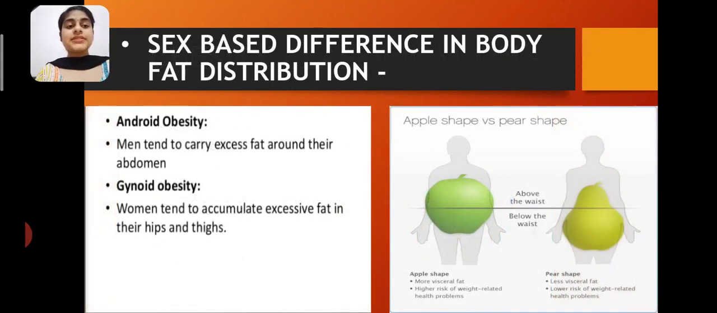So, sex-based difference in body fat distribution. There are two kinds of obesity, android and gynoid, based on the sex. And here android is not a smartphone company, okay? Android is a man, tend to carry excess fat around their abdomen part, while the gynoid, the female, tends to accumulate excessive fat in their hips and thighs. You can see in the picture attached that man appears to be like an apple while the female appears like a pear.